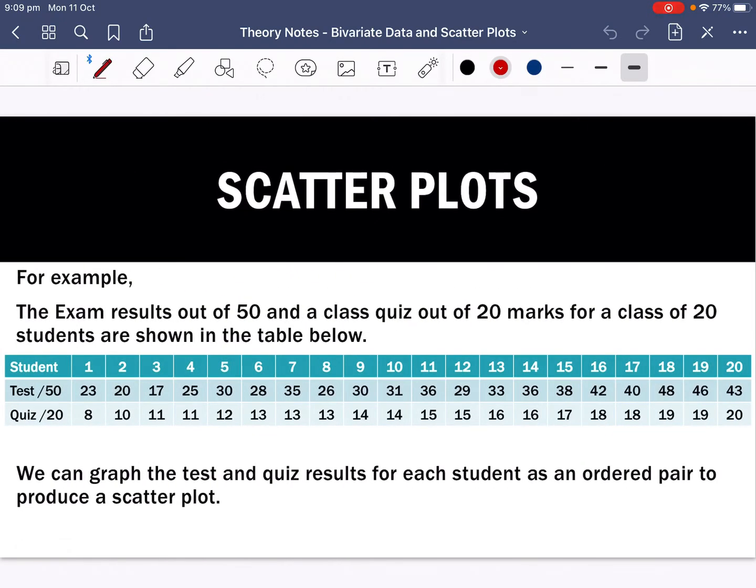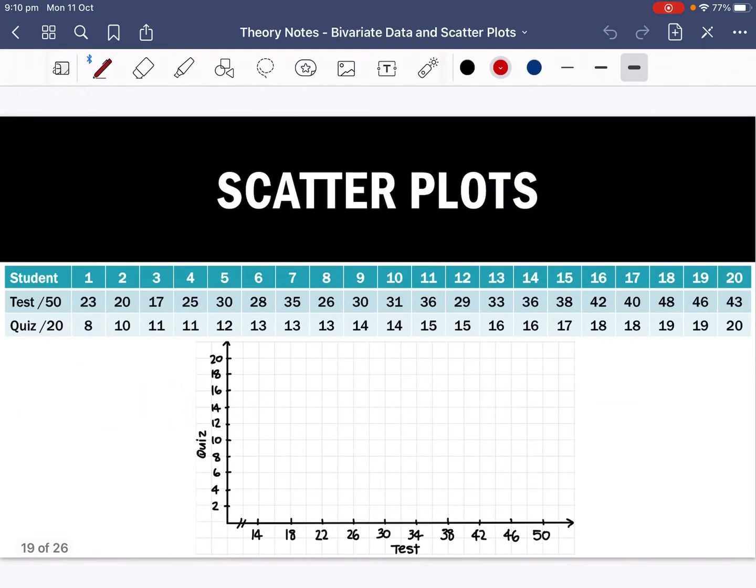For example, the exam results out of 50 and a class quiz out of 20 marks for a class of 20 students are shown in the table below. We can graph the test and quiz results for each student as an ordered pair to produce a scatter plot. So let's do that. Our test out of 50 is along our x-axis, or horizontal, and our quiz out of 20 is on our vertical or y-axis.